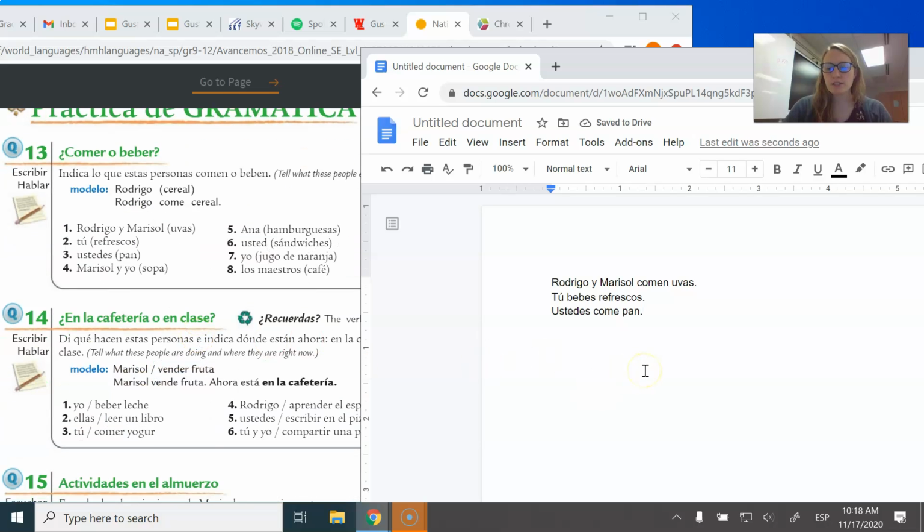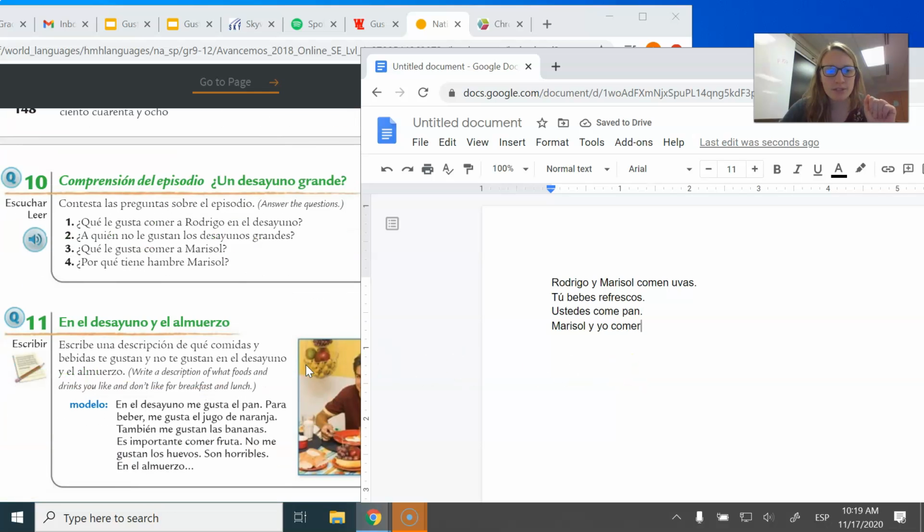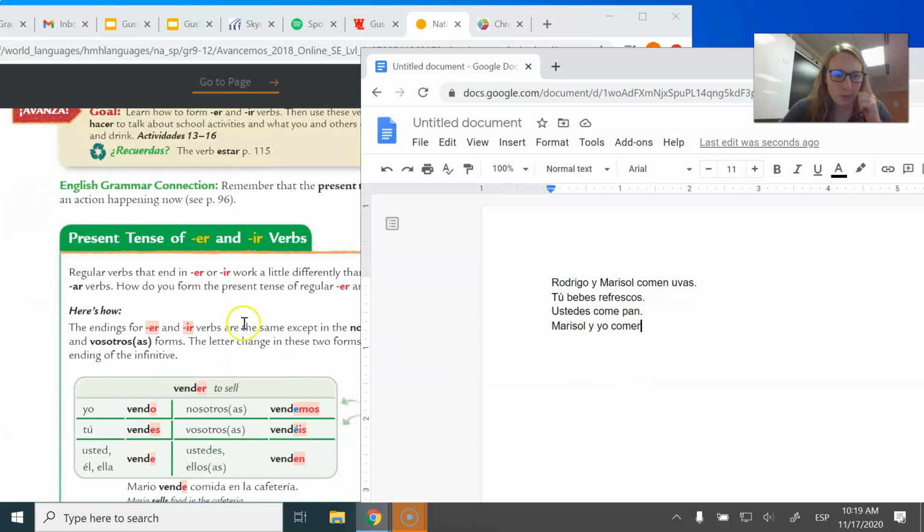Number 4. Marisol y yo. So that's nosotros, right? Y yo. Well, do you eat or drink soup? That's a good question. I personally think you eat soup. So again, our verb is comer, so that's our infinitive. So remember, if our infinitive is comer, to eat, we're going to subtract the ER and we're going to add the amos for nosotros. Comemos sopa.